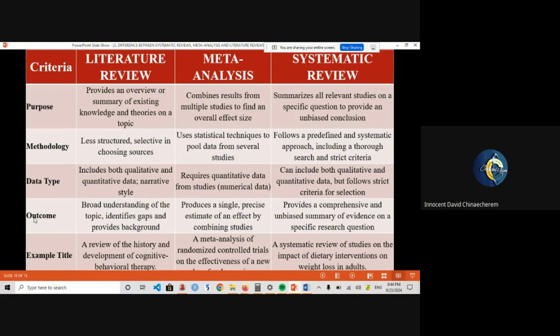In terms of outcome, a literature review is broad understanding of topics, right? So you try to identify gaps and provide what?